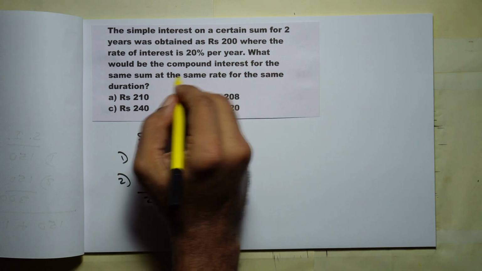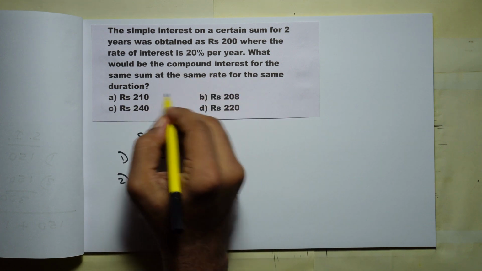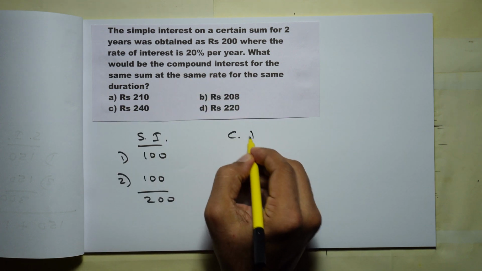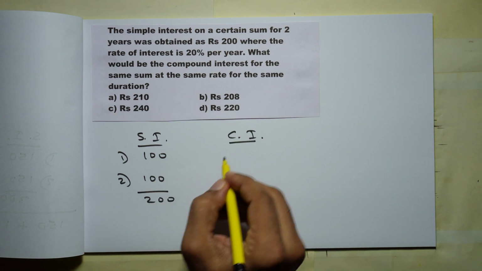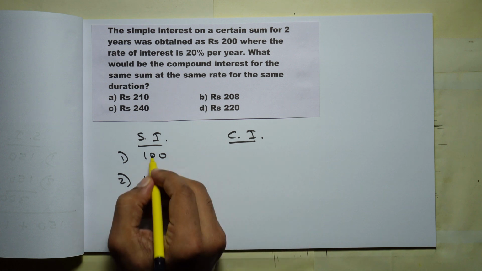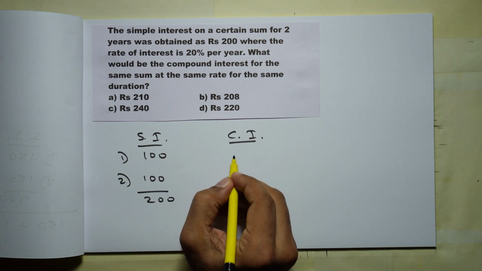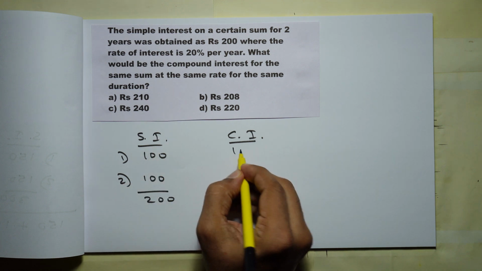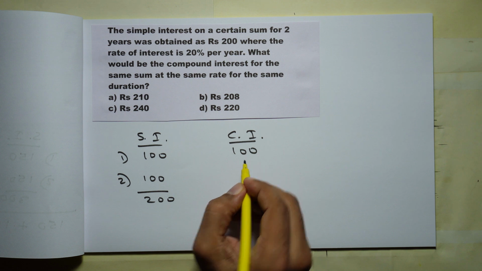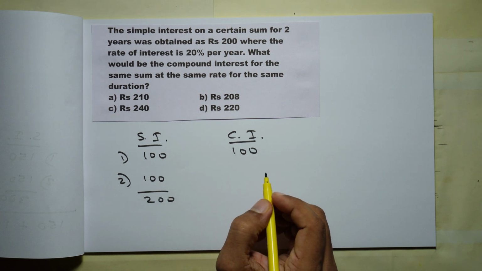Now the question is, what would be the compound interest for the same duration? That is, what will be the compound interest for 2 years? So first we'll calculate the compound interest for the first year. Compound interest for the first year is exactly the same as first year simple interest. They are both the same. You will get it as R% of principal. Simple interest first year is 100. So compound interest also should be 100. They are both the same.